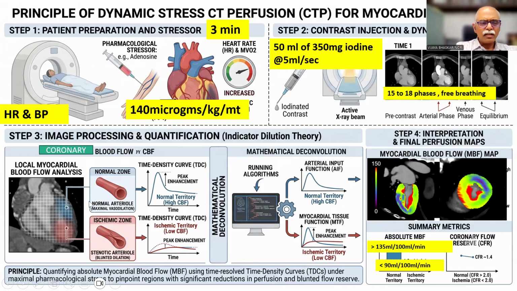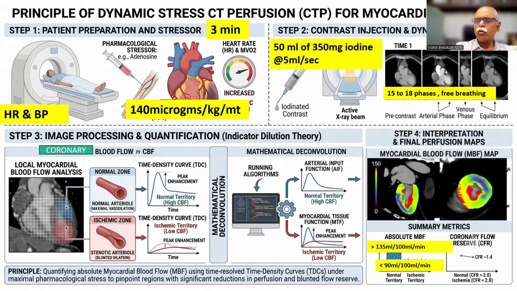Then this particular data is processed using dedicated software, and by using mathematical deconvolution, the basic fundamental time attenuation curve is derived. That is the amount of iodine in the myocardium, wash in and wash out. So the wash in and wash out curves in the myocardium are estimated in the normal myocardium and then in the abnormal myocardium. Whenever there is significant epicardial stenosis, there will be a blunted response to the iodine uptake in the myocardium. That blunted response is calculated by various mathematical calculations, deconvolution algorithms and AI-based software, which is going to give you the absolute myocardial blood flow in normal and abnormal myocardium.